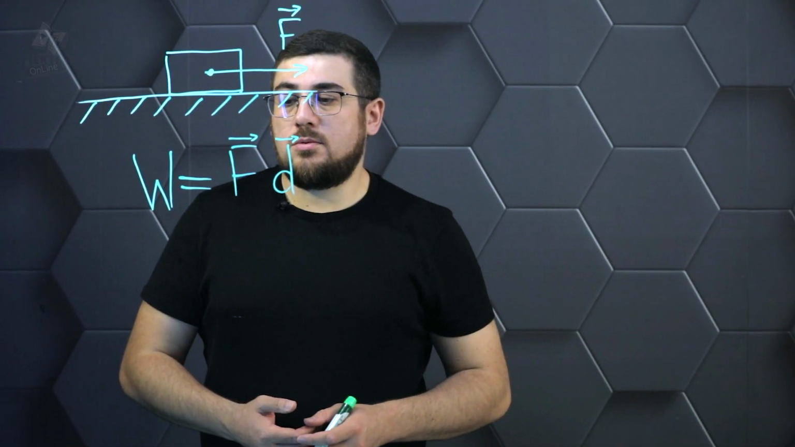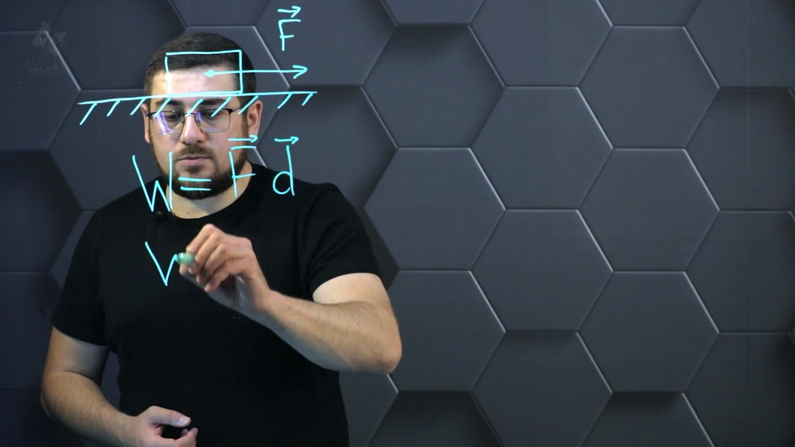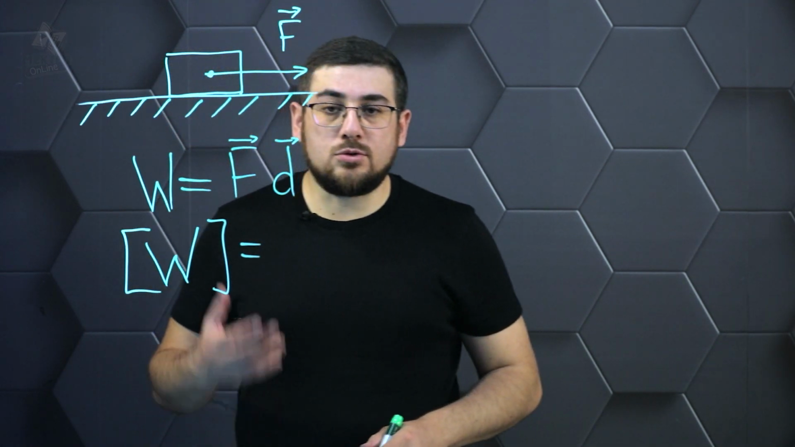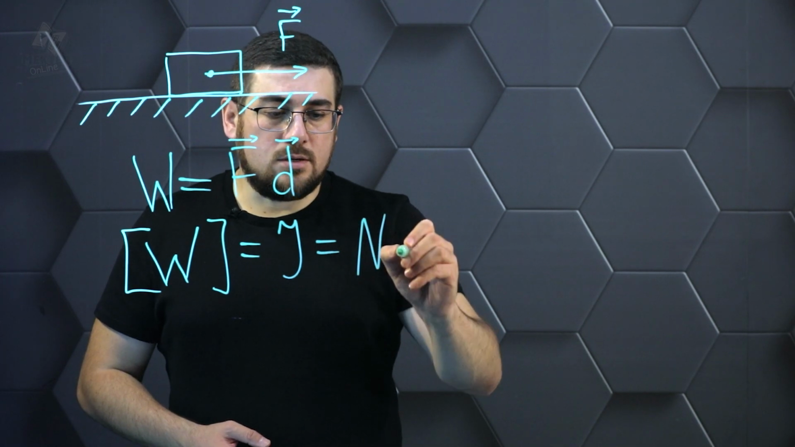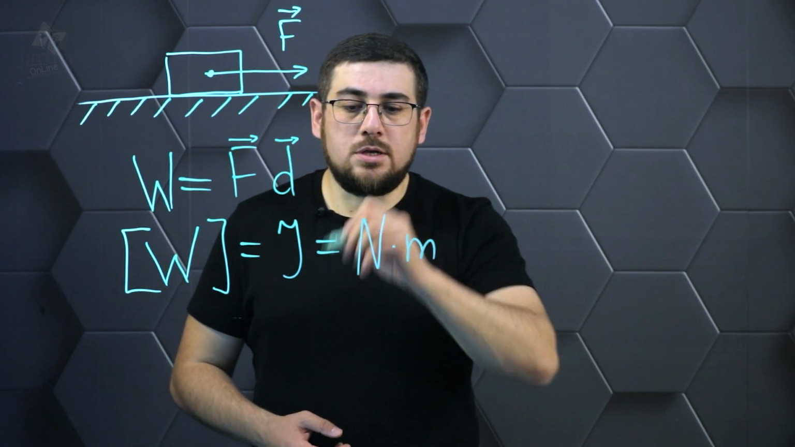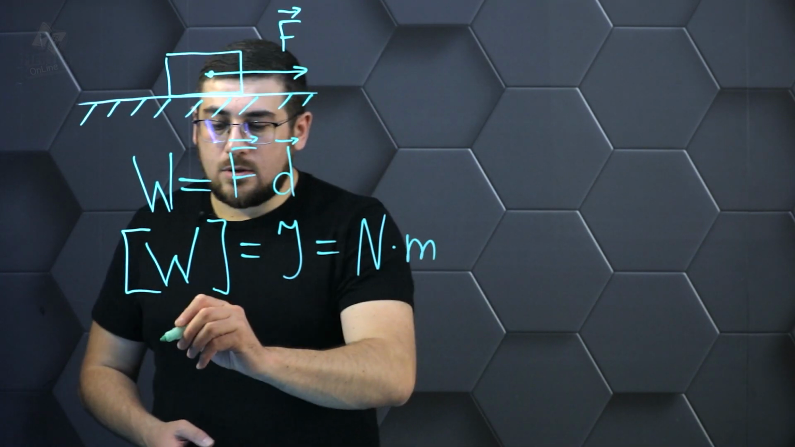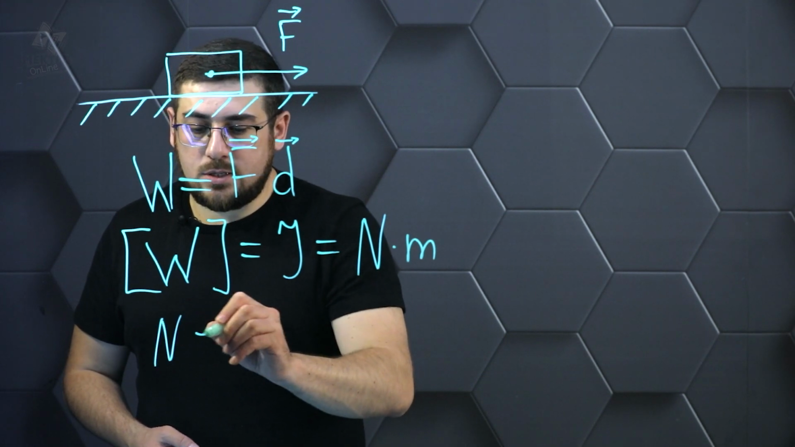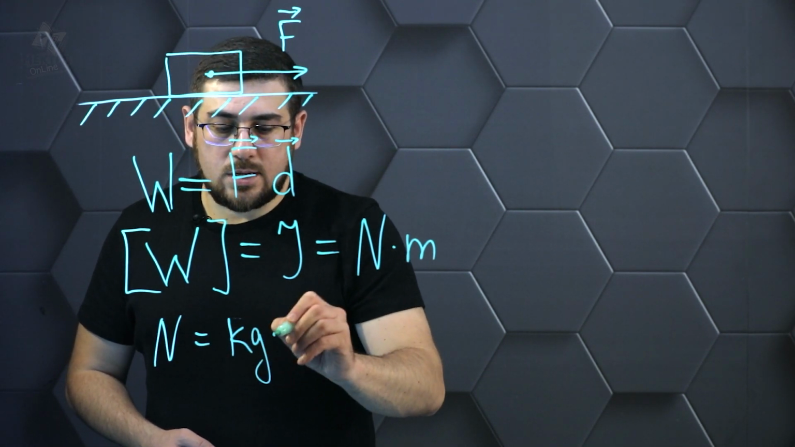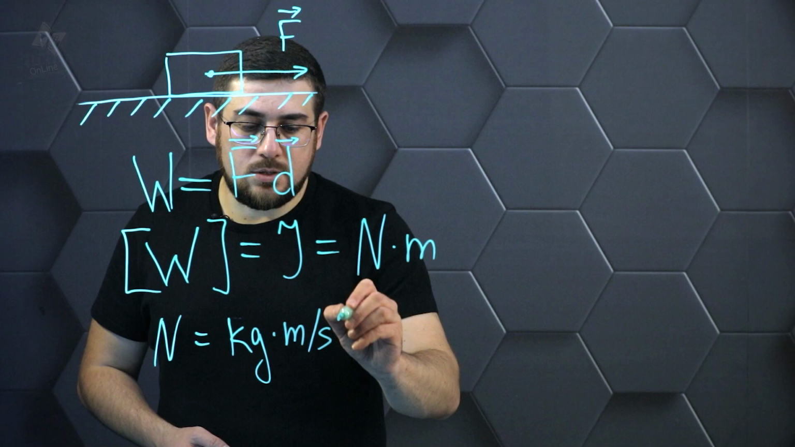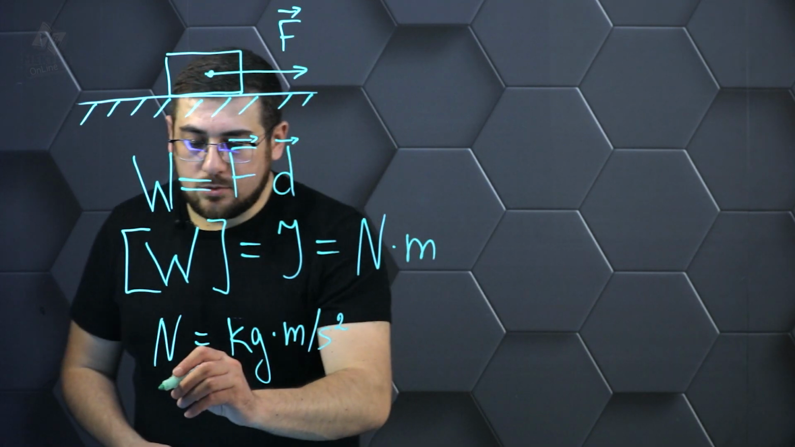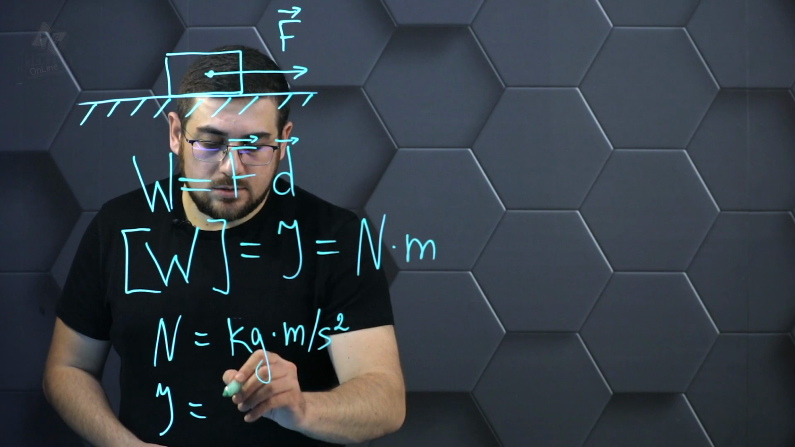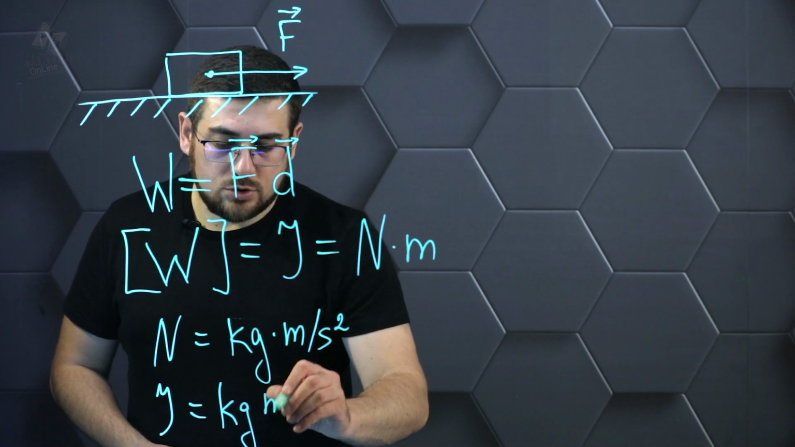According to this formula, we see that the work will be measured in newtons times a meter, and this unit of measurement is called joule. So if we further describe the unit of force in newtons, we remember that the newton is a kilogram multiplied by a meter and divided by a second squared. Then combining these two expressions, we get that a joule is a kilogram multiplied by a meter squared and divided by a second squared.